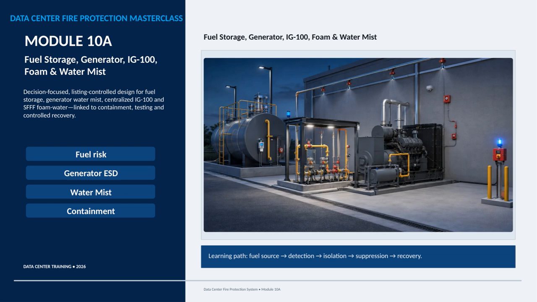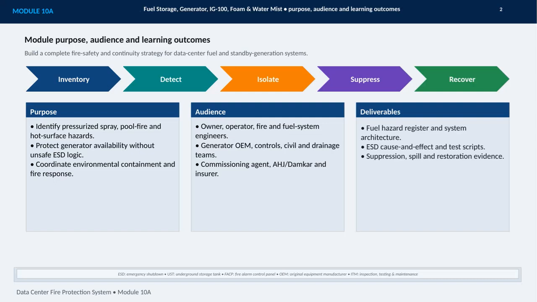Together, these concepts provide a framework for evaluating protection around critical data center systems, while keeping attention on control, verification, and recovery. This module focuses on building a complete fire safety and continuity strategy for data center fuel storage and standby generation systems. The scope includes fuel storage, generators, IG-100, foam, and water mist, with attention to both fire protection and operational continuity. The strategy follows 5 connected steps: inventory the hazards, detect problems early, isolate safely, suppress the event, and recover with evidence that systems are ready to return to service.